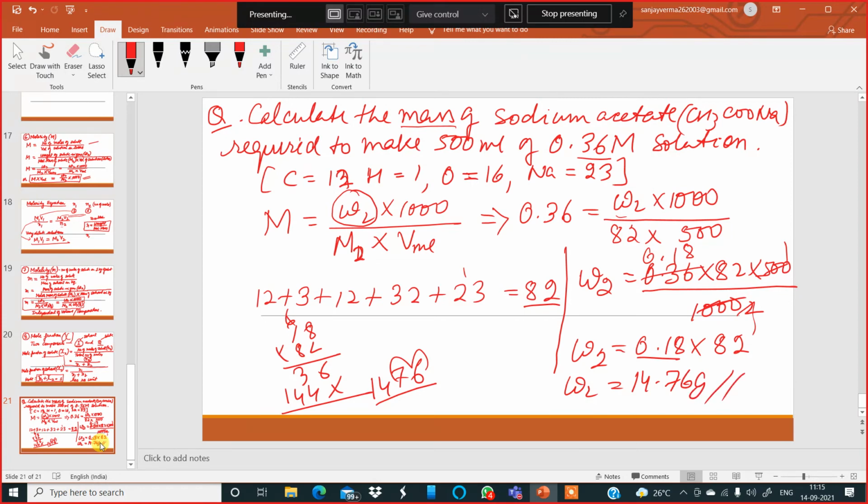Are you getting it? So the mass of sodium acetate is 14.76 grams, according to what information has been provided in the question. Okay, so that is the answer. Am I clear? Did you get that? Yes, sir. Okay, so you'll get a problem like this.